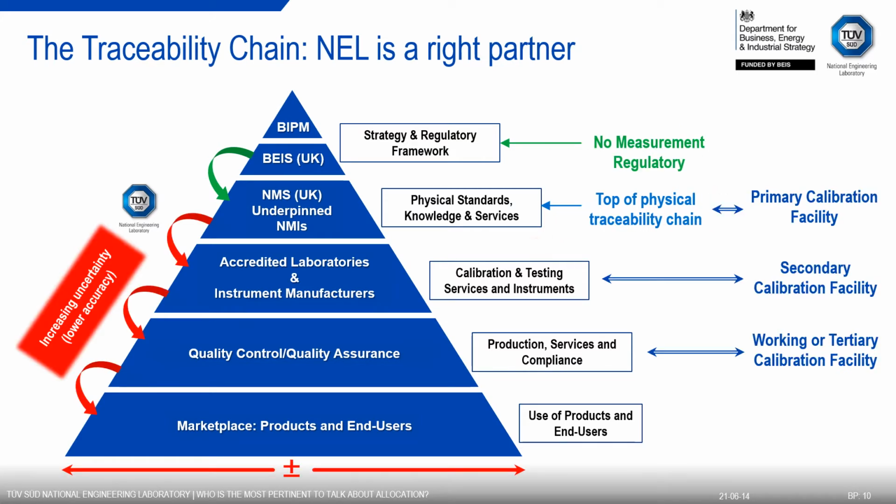What will happen after is you will have secondary calibration facilities. You may have tertiary or working facilities, and each of them, as you come down this triangle, starts to have an uncertainty which is larger or poorer than the one at the top. So depending on who you are talking with, their knowledge in terms of measurement and the uncertainty associated with your measurement will be better and better the closer you are to the top of this triangle.